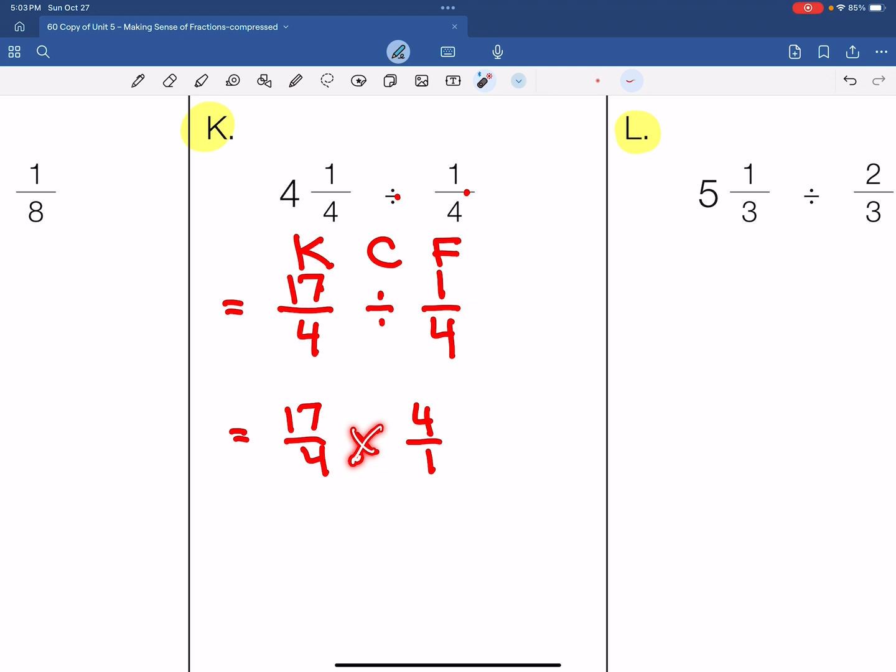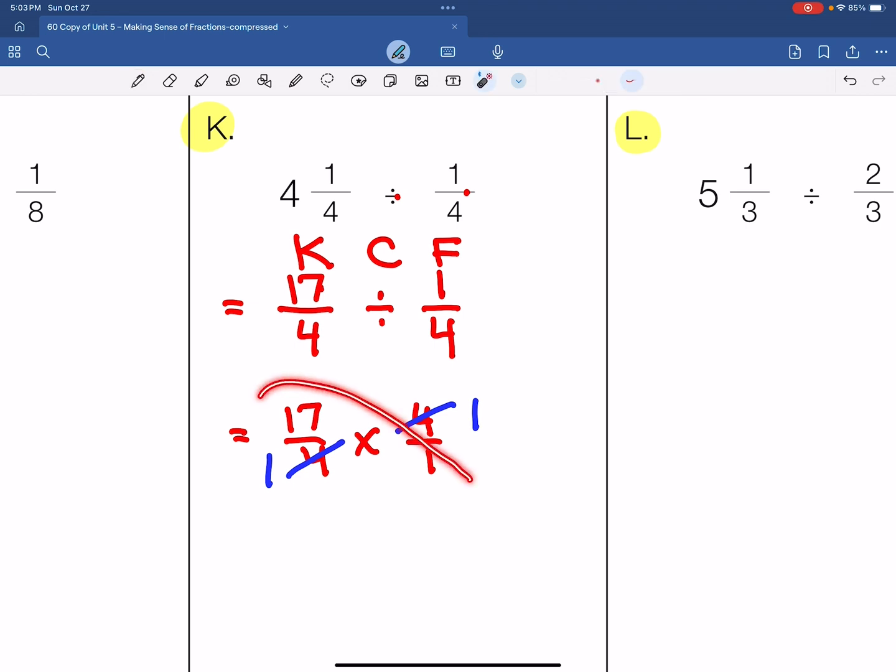So the rule is to simplify first. 17 and 4 will not simplify, and neither will 4 and 1. But we can check diagonals. 4 and 4 does simplify by dividing by 4. Get ready to cross. Divide by 4, divide by 4. 4 divided by 4 is 1. 4 divided by 4 is 1.